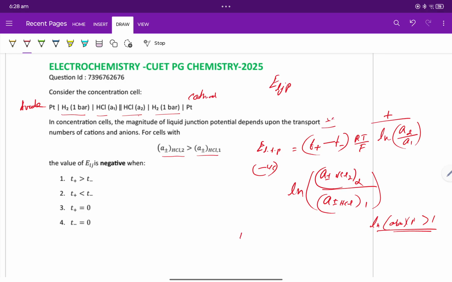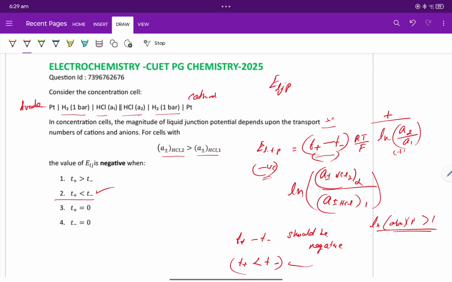Meaning to say, your T plus minus T minus should be negative. For T plus minus T minus to be negative, this is going to be a negative sign here. So always T plus should be less than T minus. In that case only this term will be negative. If this part is negative and this is always positive, then only the ELJP will be negative. So your option will be T plus less than T minus. So this is your right option.